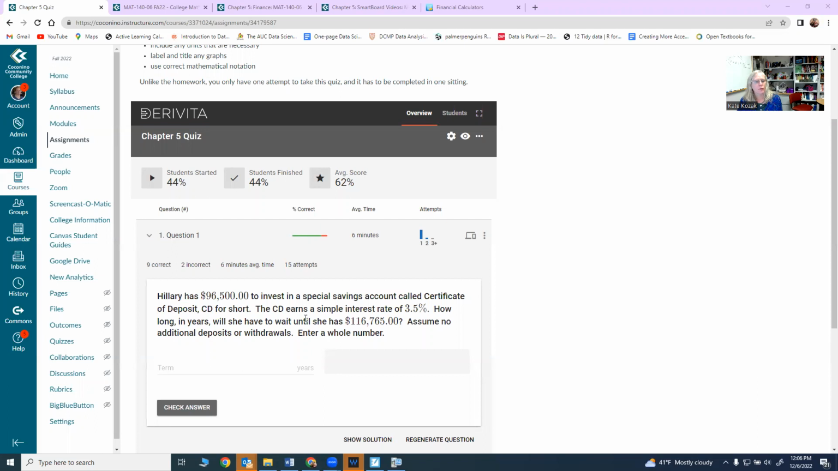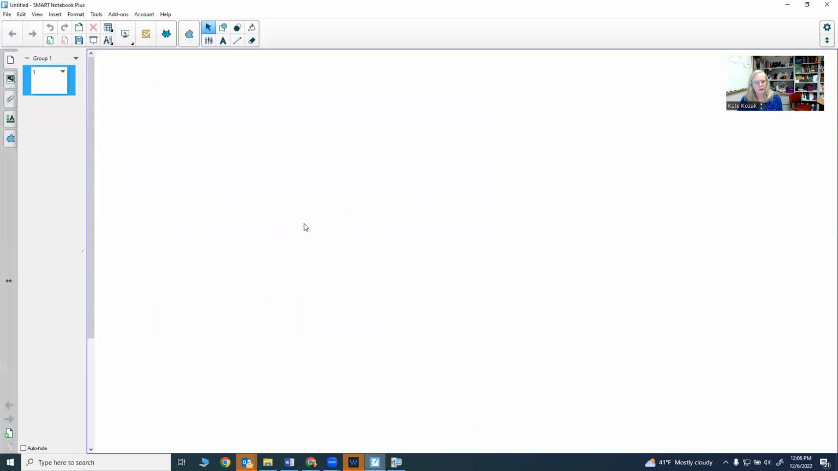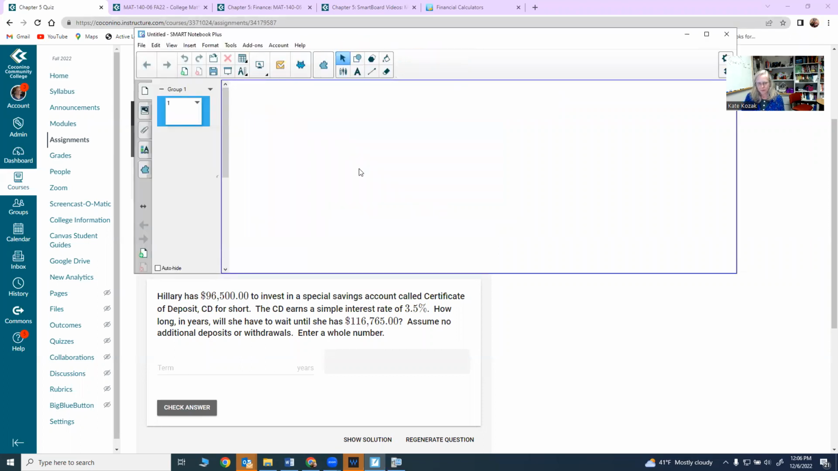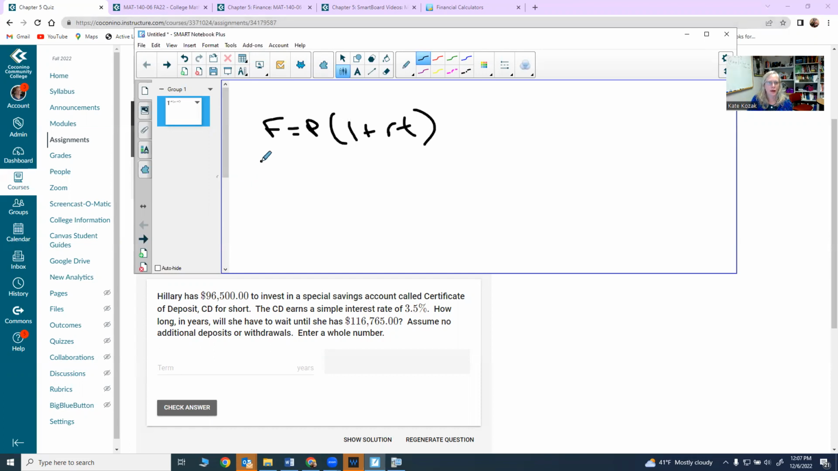So we want to look at how we do this problem. The first thing I'm going to do, and I'm going to make this smaller so I can actually see the information, is think about what this problem would look like. I know that this is simple interest, so I would first write down the simple interest formula, which is F is equal to P times 1 plus RT. F is the future value, P is the present value, R is the interest rate, and T is the time.